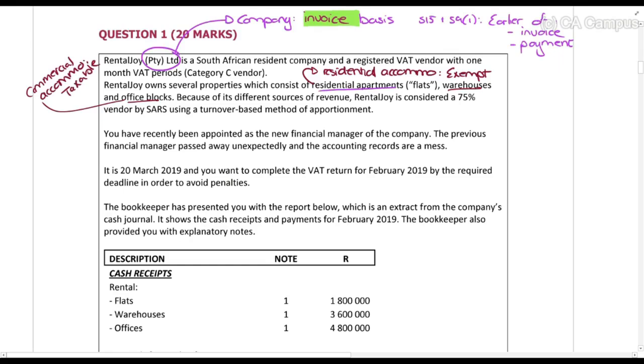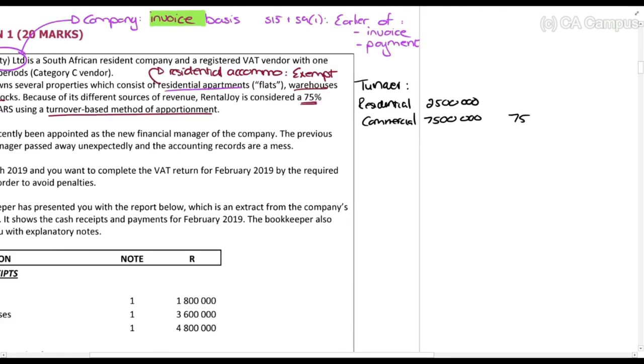Because of its different sources of revenue, Rental Joy is considered a 75% vendor by SARS using a turnover-based method of apportionment. So basically what they do is they take the turnover, and I'm just thumb-sucking amounts here, but basically what they do is they say, here's the residential accommodation, and here's the commercial, and the commercial is 7.5 million, for example, and the residential is 2.5 million. So that means 75% of this business is taxable, and 25% of that is exempt. So I just thumb suck, obviously, these turnover figures, but that's the principle that they followed.